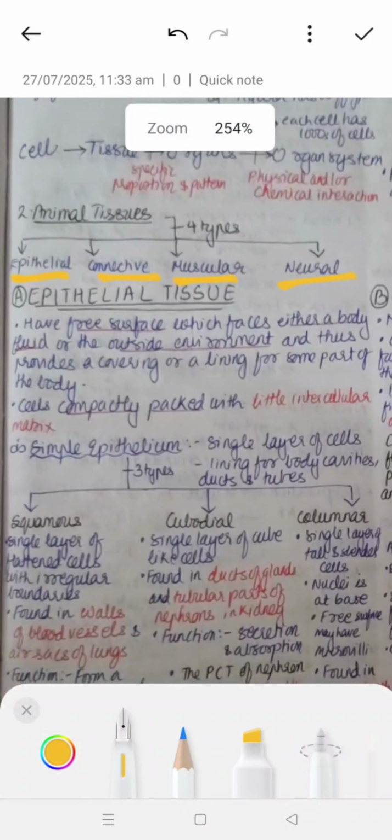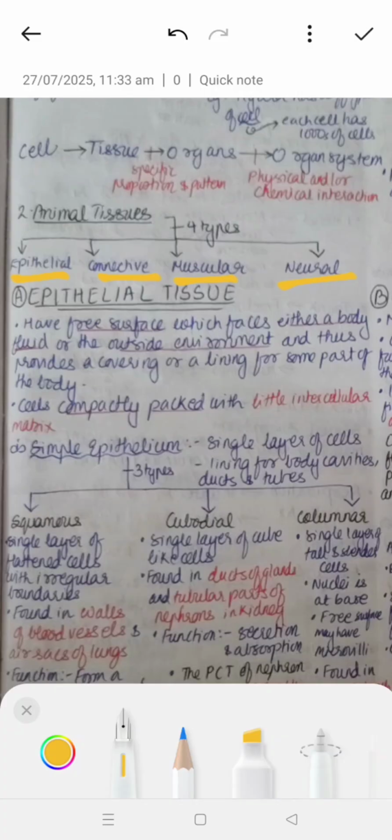The epithelial tissue has a free surface which faces either a body fluid or the outside environment, and thus provides a covering or lining for some part of the body. Cells are compactly packed, like in solids, with little intercellular matrix.